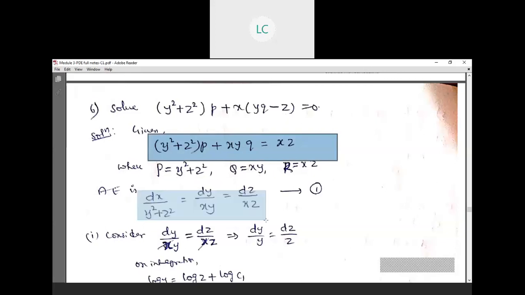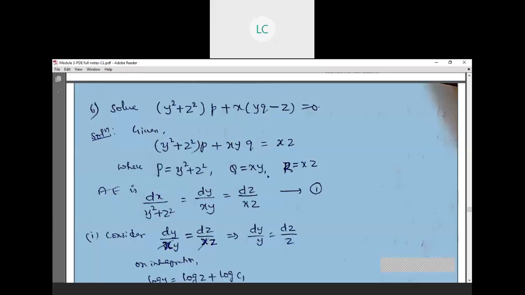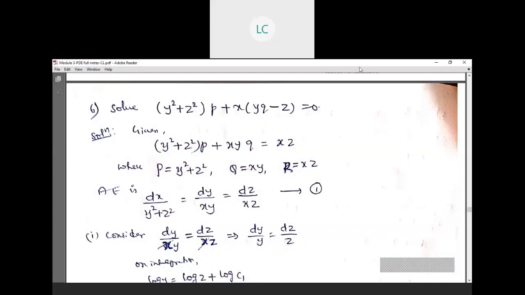Now consider the auxiliary equation. That is dx by y square plus z square is equal to dy by xy is equal to dz by xz. Now, see, we have to choose pairs, right? We have to choose pairs. So first, check the first and second term. Is it possible to make the first and second term a pair?